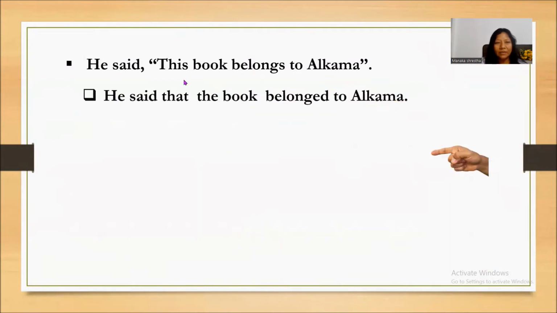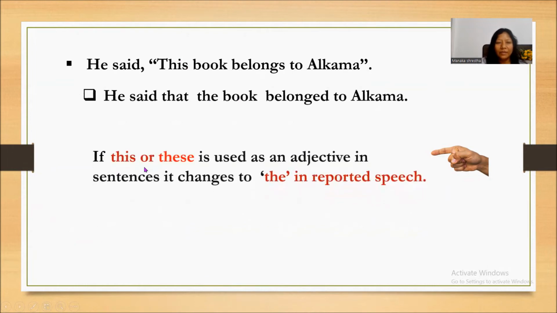Next here, he said, "This book belongs to Alkama." He said that the book belongs to Alkama. Why does this change into the here? Here is the rule. If this or these is used as an adjective in sentences, it changes to the in reported sentences. So this book, this is an adjective. That is why this changes into the. Okay, this is the rule.